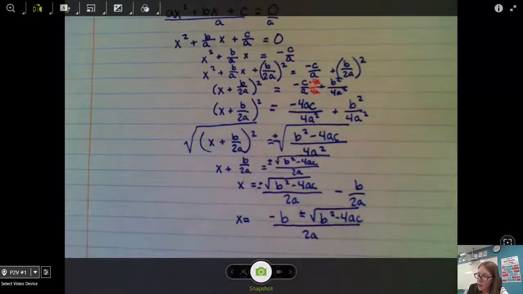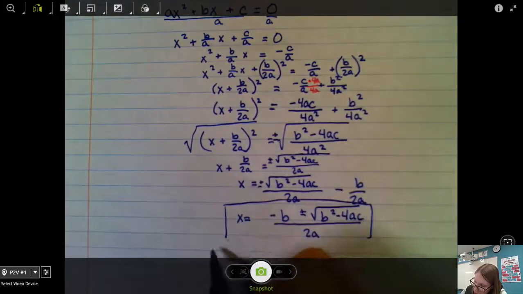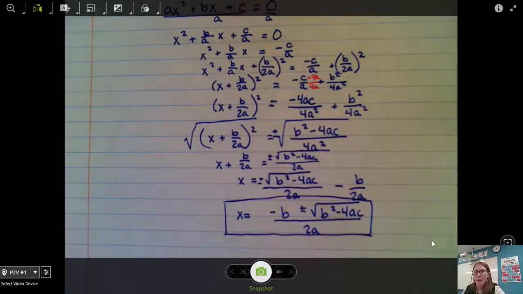There's my quadratic formula. So there's a lot of work here, but it's kind of cool to see where this quadratic formula comes from. It's not just this magical formula that somebody told you happened and you don't really know how. It happens from completing the square.